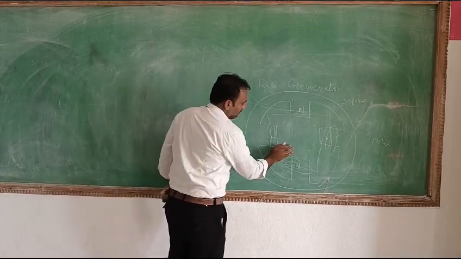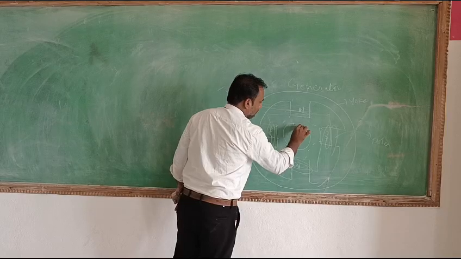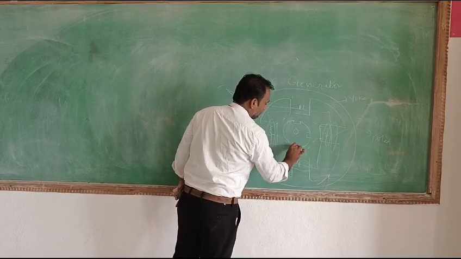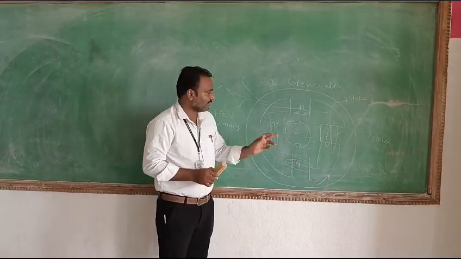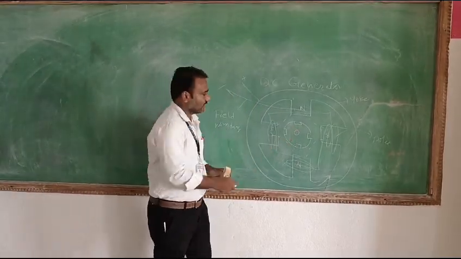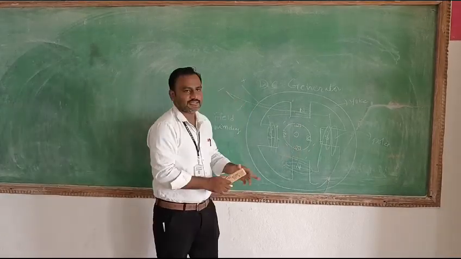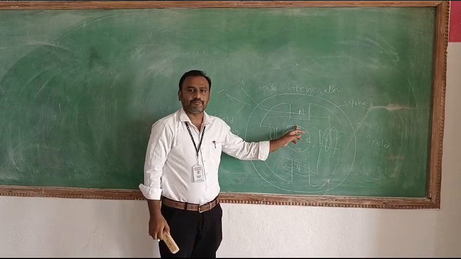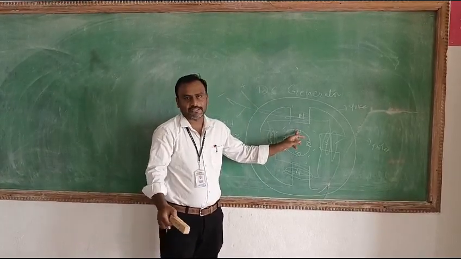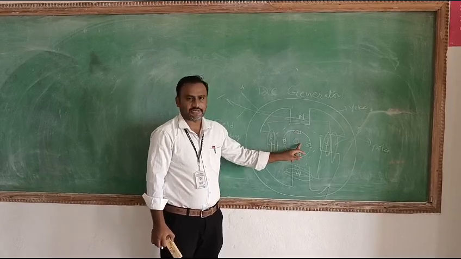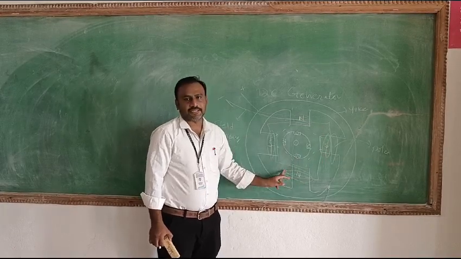Next we need one armature. These are all armature slots. According to Michael Faraday, whenever a conductor cuts the flux, EMF is induced, so secondly we need conductors. These conductors are made of either copper or aluminum. To give mechanical support to the conductors, we need the armature, since the armature is the rotating part and the poles are stationary parts.